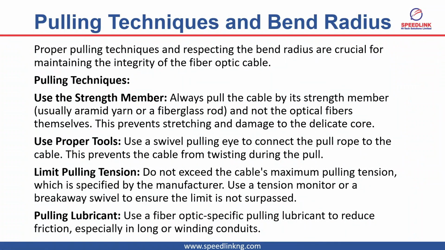Next one is what? We use proper tools, like a swivel pulling eye to connect the pull rope to the cable. This prevents the cable from twisting during the pull. This is usually in underground cables. Now you're passing an underground cable inside a duct, right? You have to use the proper pulling tool, which over here is called a swivel pulling eye.